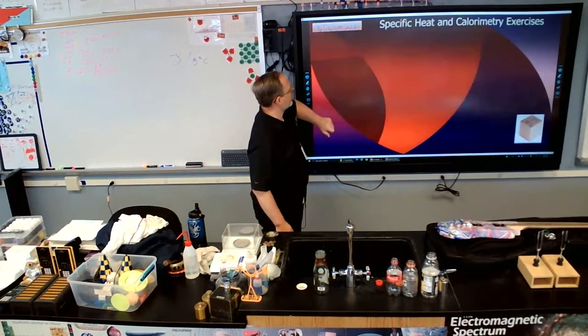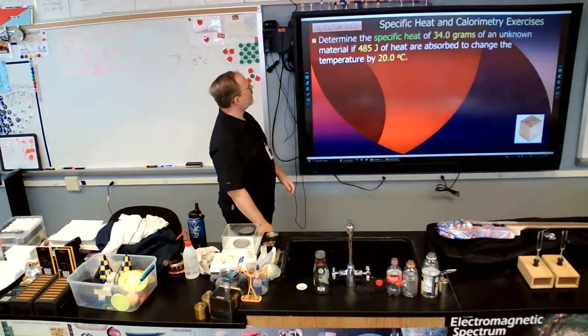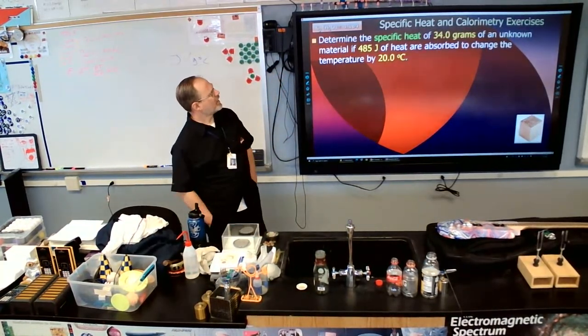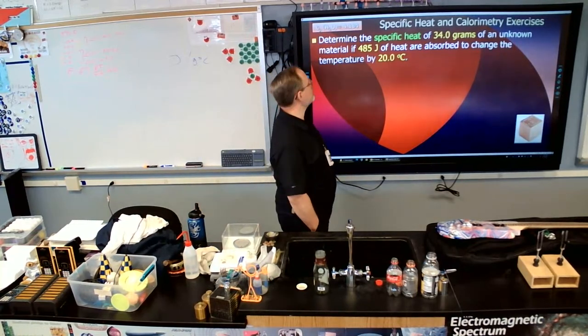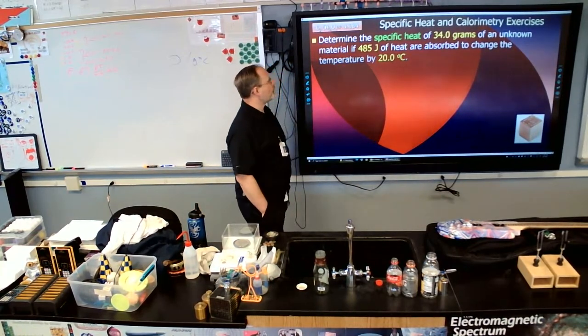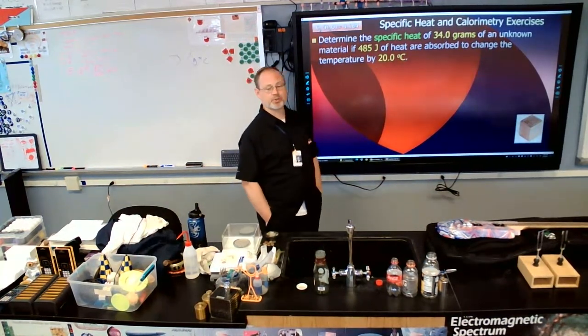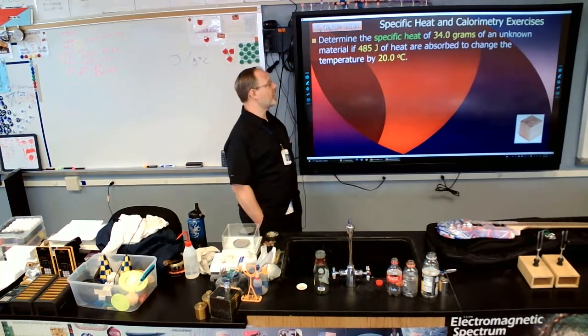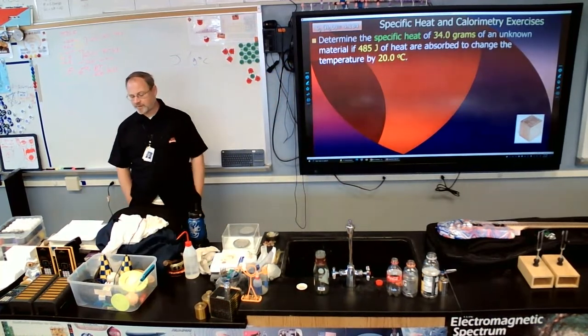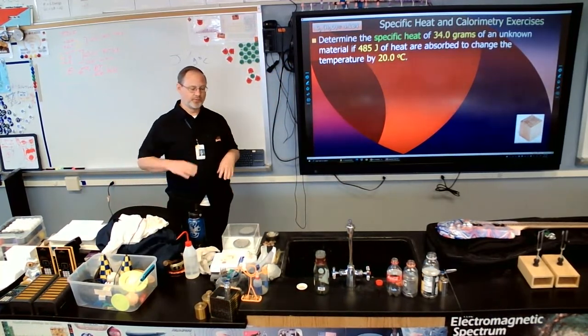Okay, let's do some math. Determine the specific heat if 34 grams of an unknown material absorb 485 joules of heat and change the temperature by 20 degrees. So put in your MC delta T, and now you are solving for C. Solve for C with MC delta T.